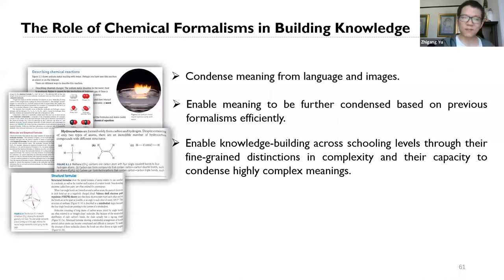So you can see that in my translation device, there are 13 categories of SD strength. This really helps chemistry build its knowledge through different schooling levels, because chemistry is very complex and involves a lot of different aspects. They need this kind of fine-grained distinction in complexity to build their knowledge. So these are three points that I argue for the role of chemical formulas in building knowledge.